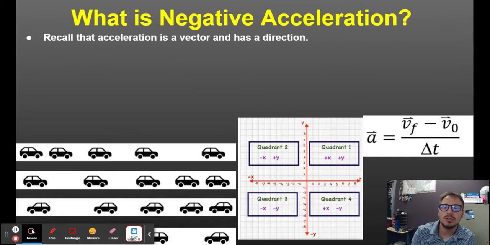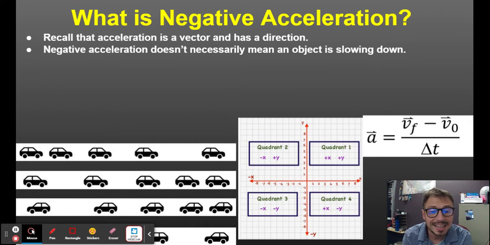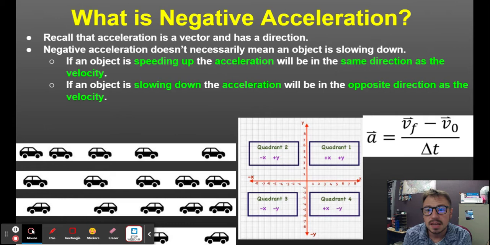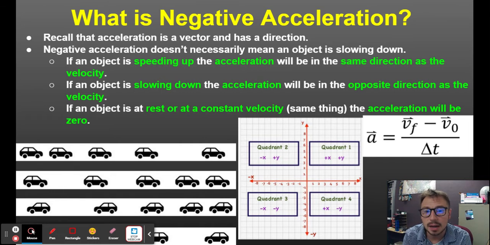Recall that acceleration is a vector quantity, which means it has a direction. So negative acceleration doesn't necessarily mean an object is slowing down. If an object is speeding up, the acceleration will be in the same direction as the velocity. If an object is slowing down, the acceleration will be in the opposite direction of the velocity. And if an object is at rest or at a constant velocity, the acceleration will be 0.